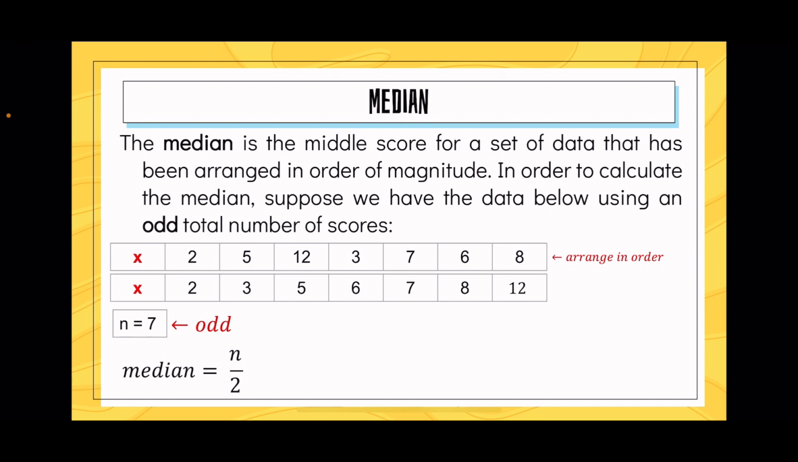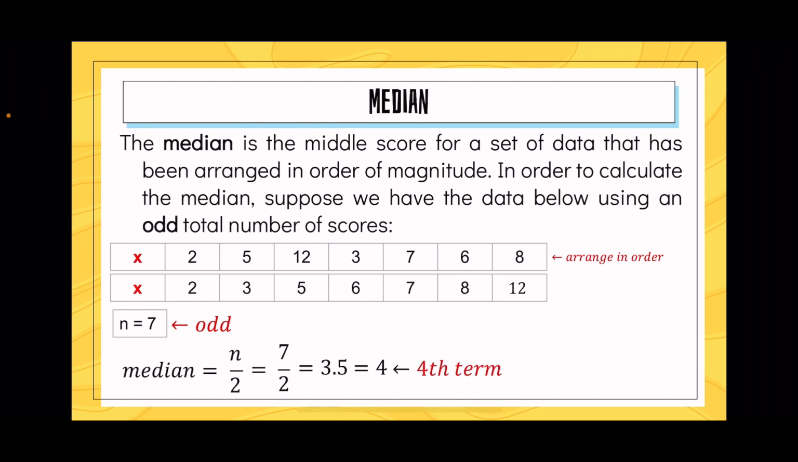This formula is used to know in which term or rank our median is located. So we are going to substitute the value of n into the formula. It will become 7 over 2, and 7 over 2 is equal to 3.5. And 3.5, when you round this off, is equal to 4, which means our median is located in the fourth term.